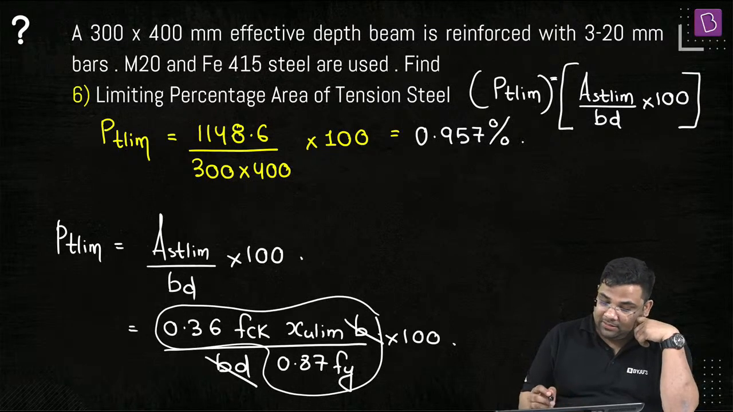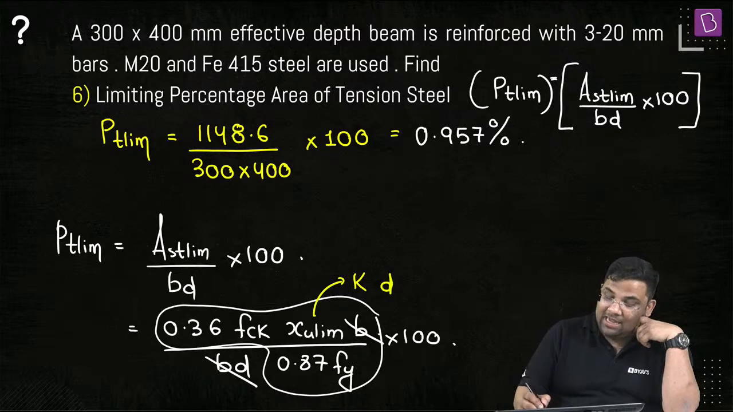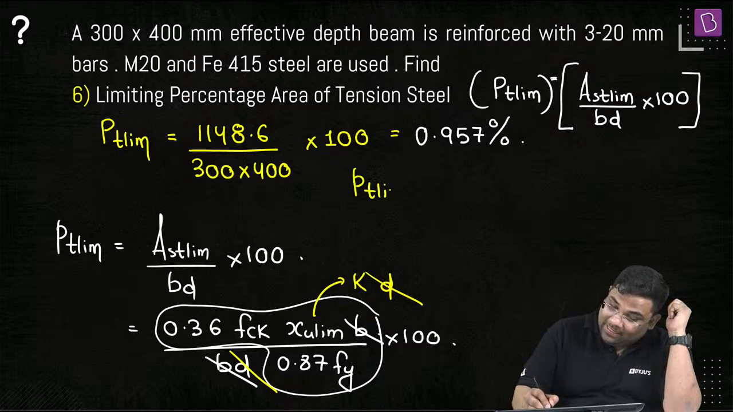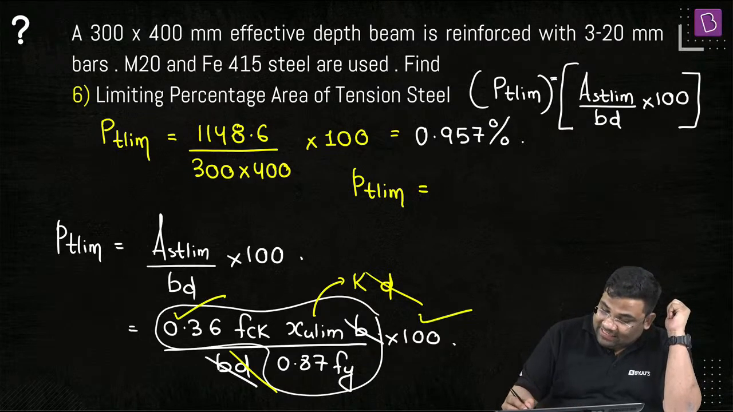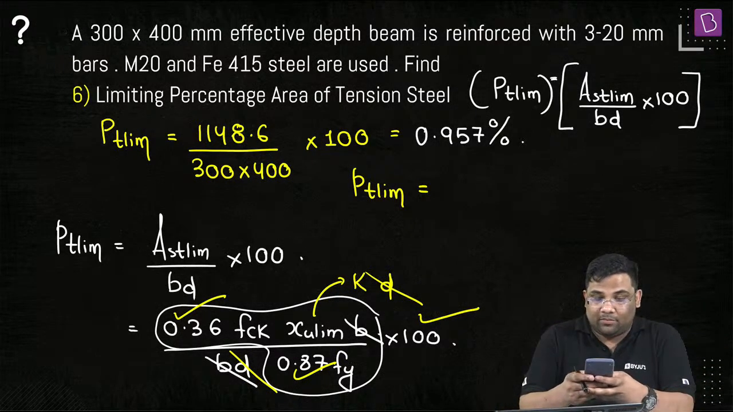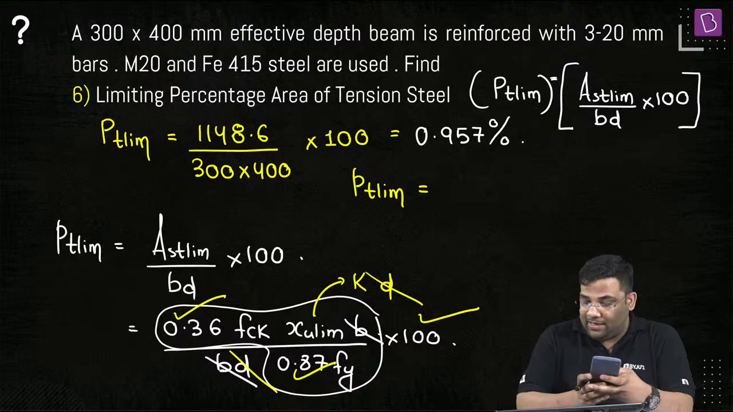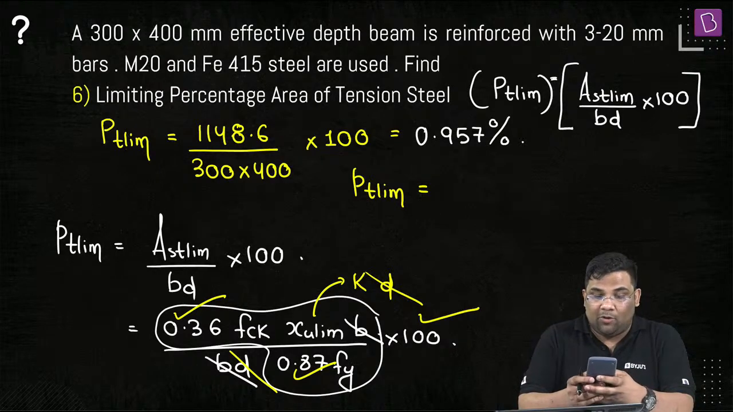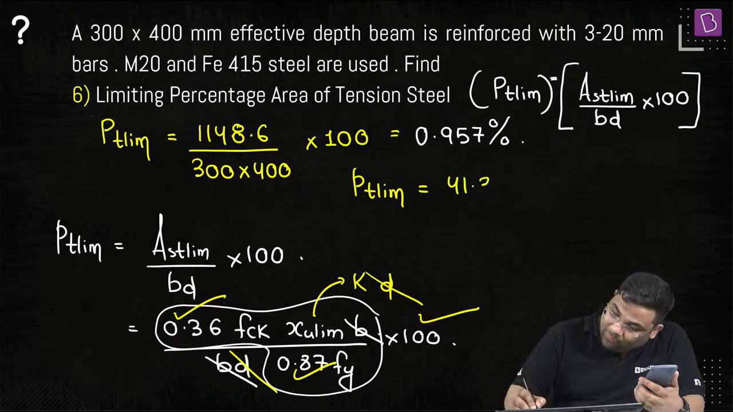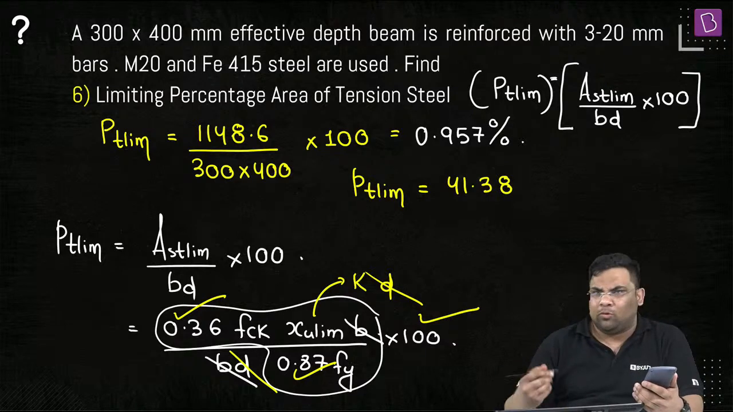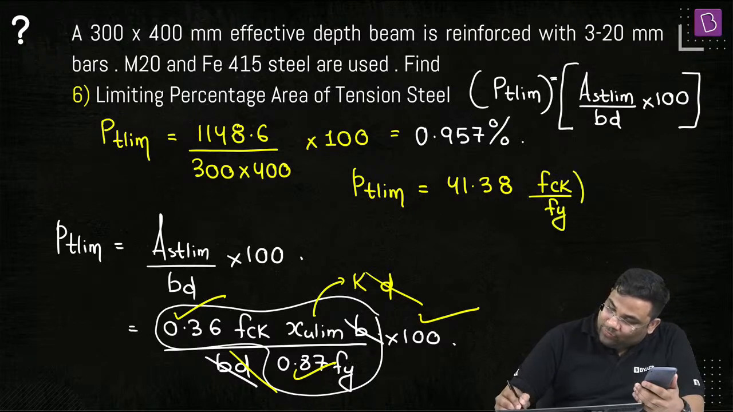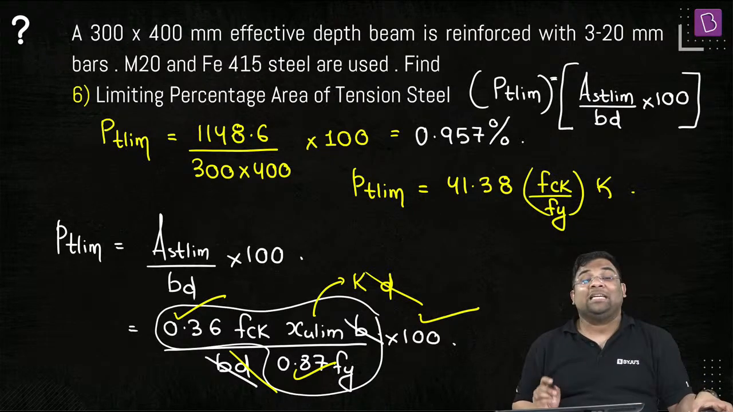Now, what is this XU limiting? This XU limiting is actually K into D, I can write it like this. So D and D get cancelled. So the expression for PT limiting I am getting is 0.36 into 100 divided by 0.87. How much am I getting? 41.38, almost. And then FCK by FY into K. This expression I am getting, right?